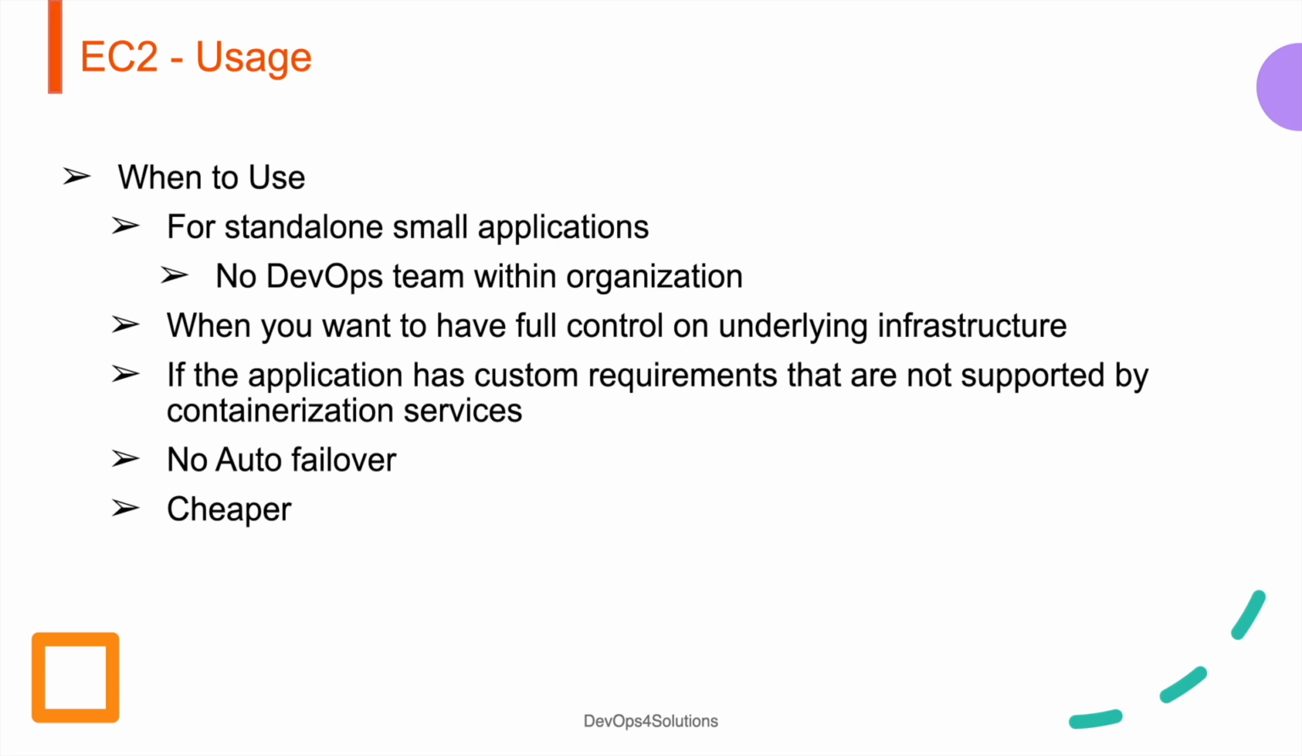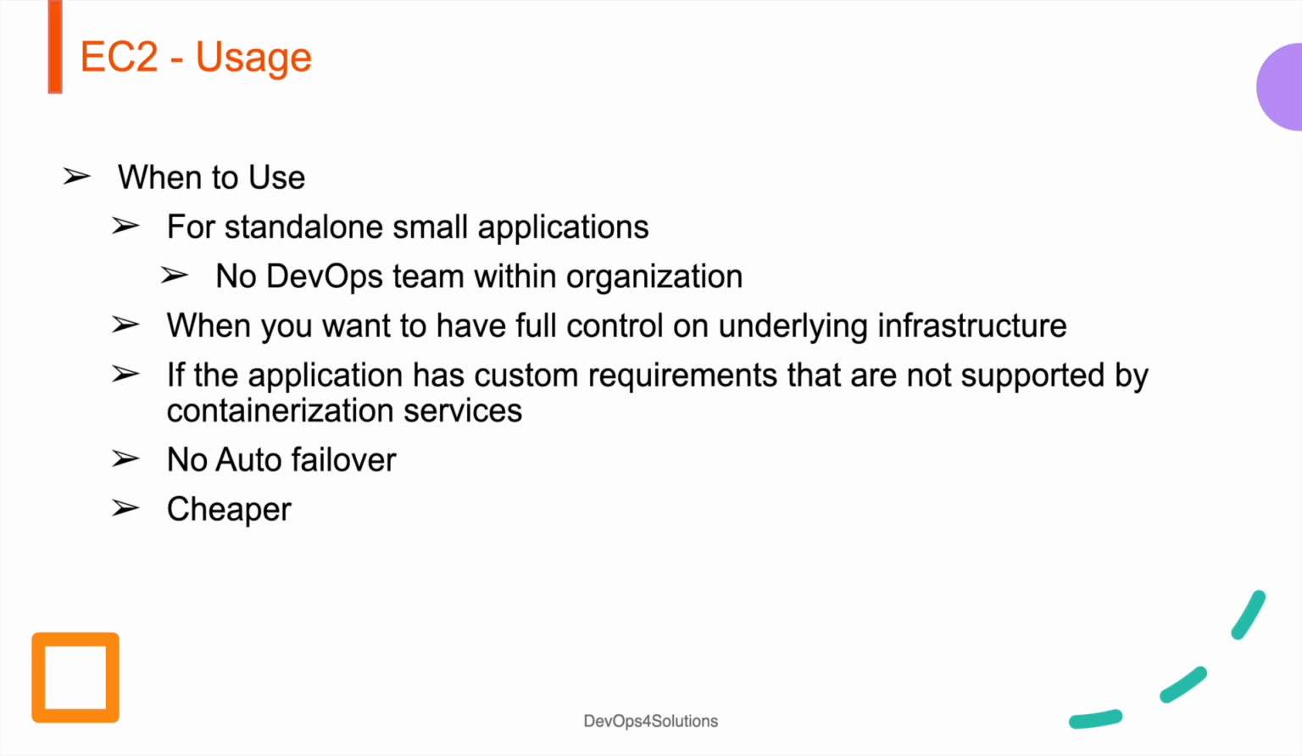Because it's just one simple EC2 instance. Based on your application requirement, you can choose T2 micro, small, medium, according to the requirement of your application. So this is a simple way to deploy any Docker based application on EC2 instances. It works. People previously used EC2 instances because of its simplicity.